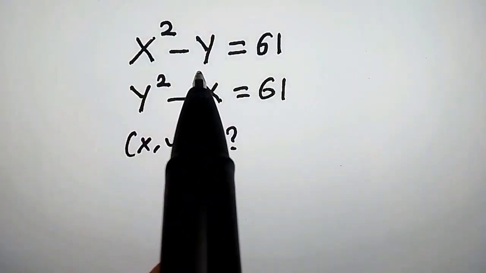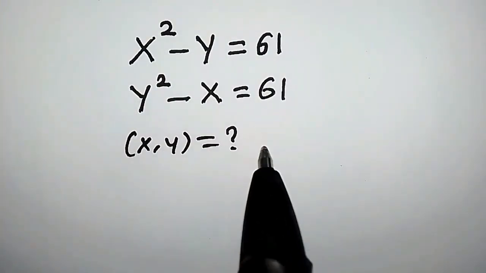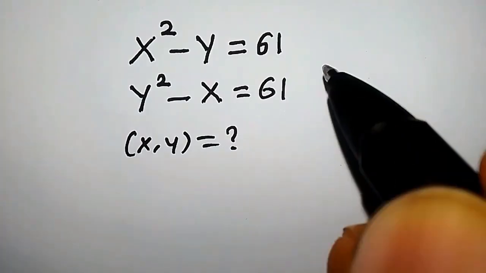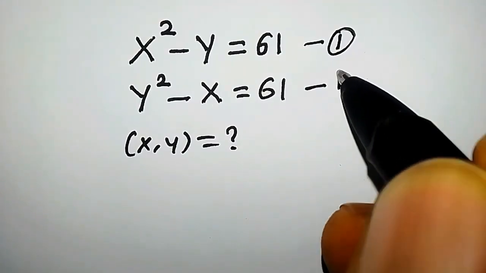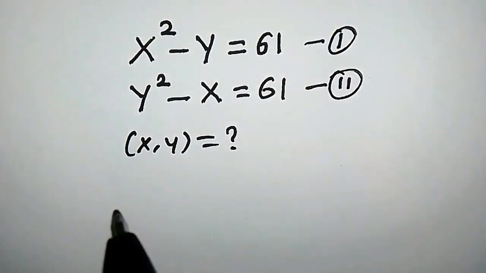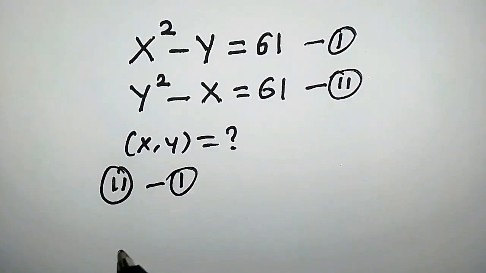x squared minus y equal to 61, y squared minus x equal to 61. The question now says, find x comma y. Let us call this equation 1 and let us call this equation 2. The first step is to subtract equation 1 from equation 2. That is equation 2 minus equation 1.